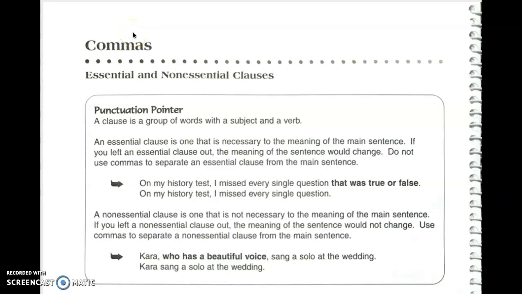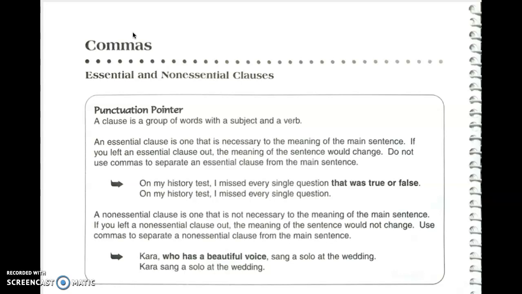Hi everybody, today we're going to be talking about essential and non-essential clauses. So if you remember, a clause is a group of words that does have a subject and does have a verb. Sometimes they can be independent, which means that they can stand alone on their own as their own sentence, but also they could be dependent, meaning they depend on the rest of the sentence in order to make sense, okay? Here, we're going to be talking about some essential and non-essential clauses.